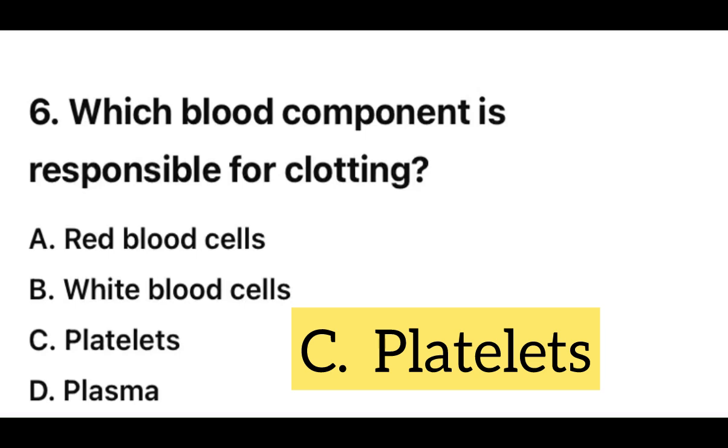When you get a cut or wound, platelets gather at the site. They release enzymes that trigger a chain reaction. Fibrin threads form a mesh that traps blood cells and forms a clot. This prevents excessive bleeding and protects the person against infection.